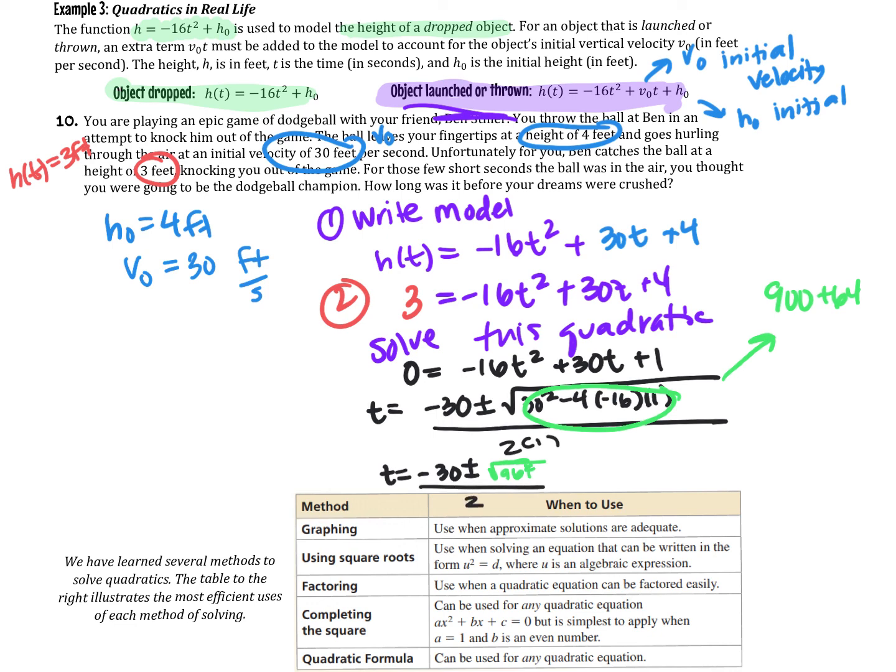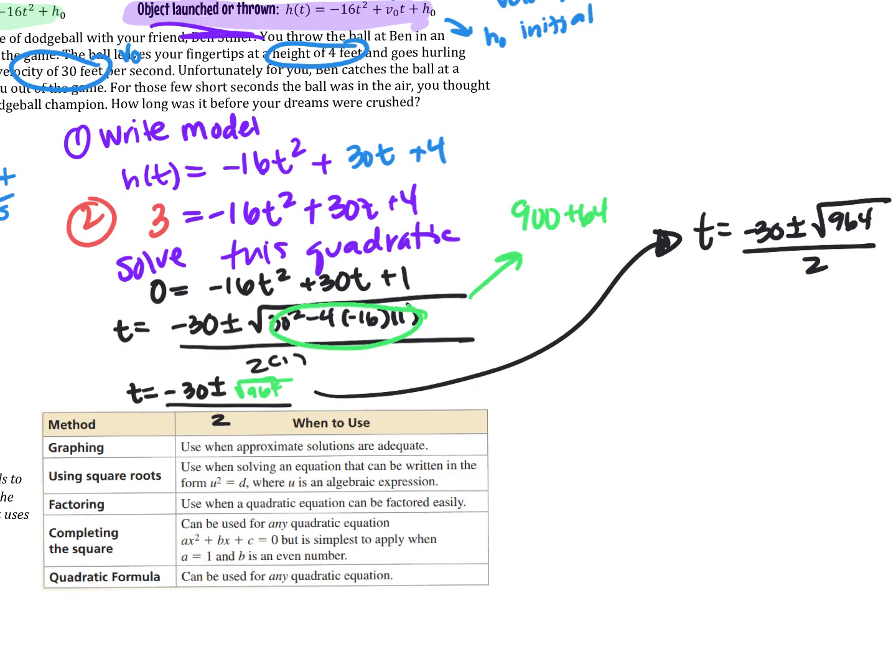I'm going to give myself a little bit more room here. I'm going to do the upside down birthday cake with 964. So that's going to give me t equals negative 30 plus or minus 2 times the square root of 241 over 2.